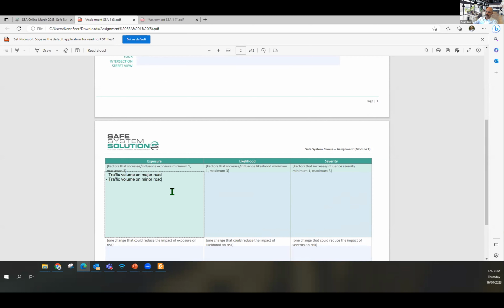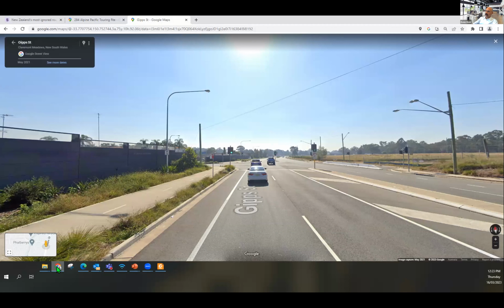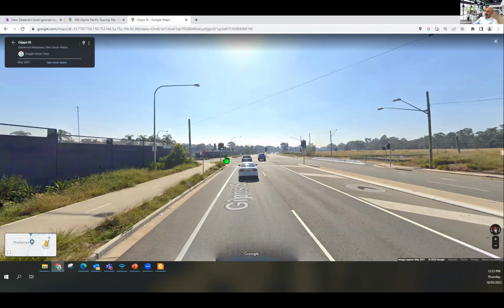There you go. There's a few things that are influencing the exposure to crashes. Maybe you might be a bit more specific in your one, but that's what we're sort of thinking about. What's influencing the likelihood of crashes? Well, interesting here. What do we got?